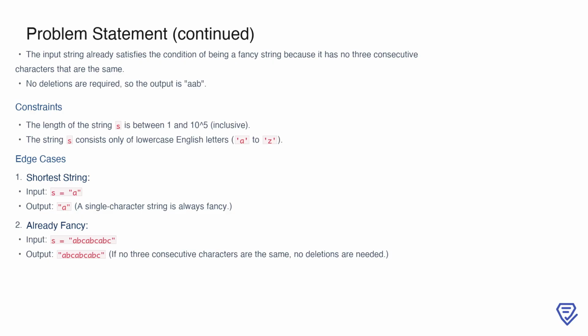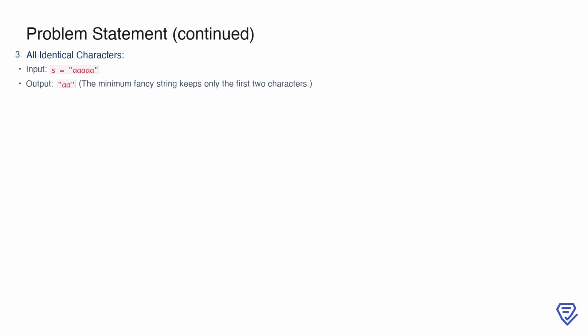Let's now consider some constraints and edge cases that may arise when solving this problem. The constraints specify that the input string S will always have a length between 1 and 100,000, and it will only consist of lowercase English letters. For edge cases, consider a string with a single character, such as S equals "a". This string is automatically fancy because it doesn't have enough characters to form 3 consecutive identical ones, so the output is "a". Another scenario is when the string is already fancy, such as S equals "apkapkap", where no deletions are needed, and the output remains the same.